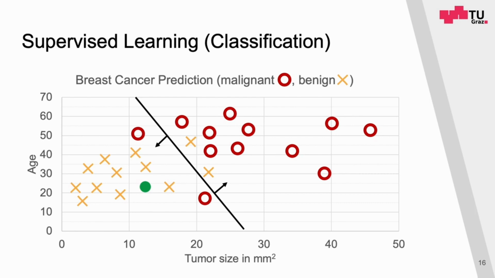However, we did a pretty good job, and if we had learned this straight line as a classification model, then we would see that the green point is on the left hand side of this straight line, and therefore we would classify the new sample, the green one, as being benign, since it is on the left hand side of our separation line.